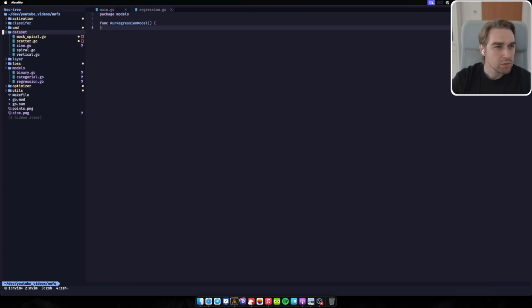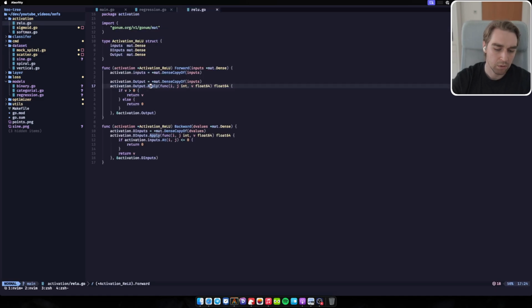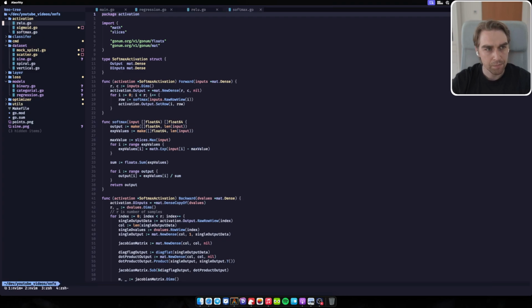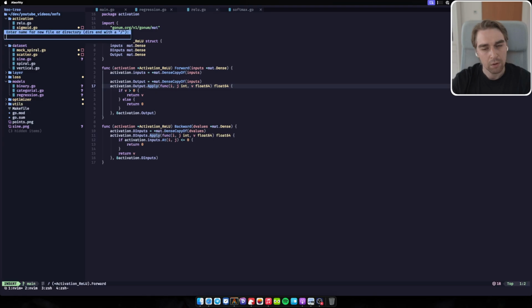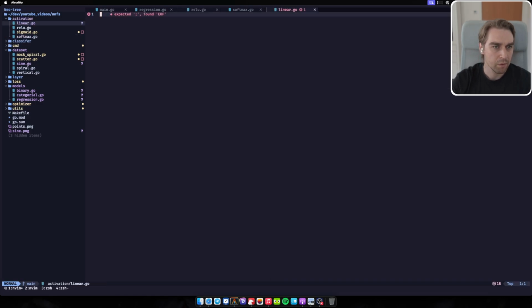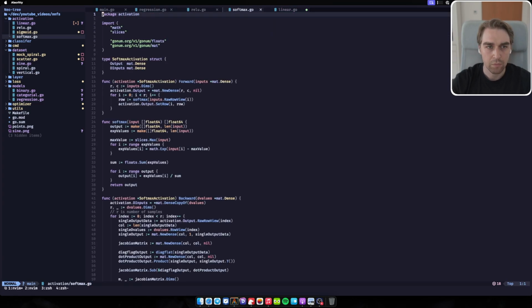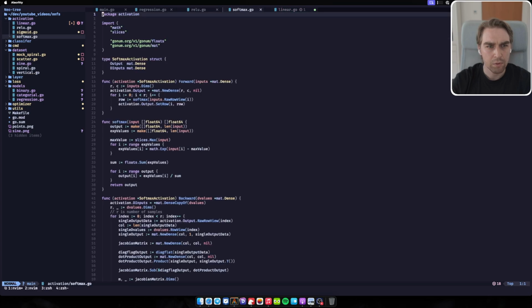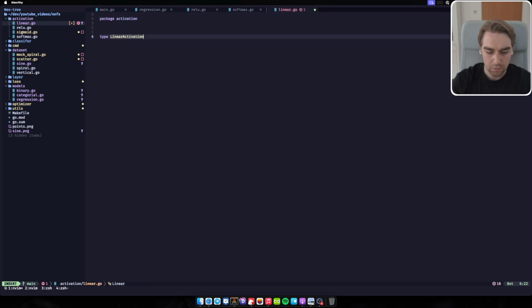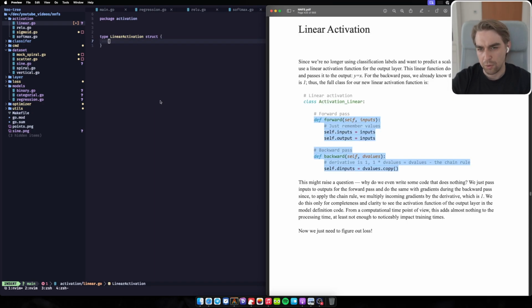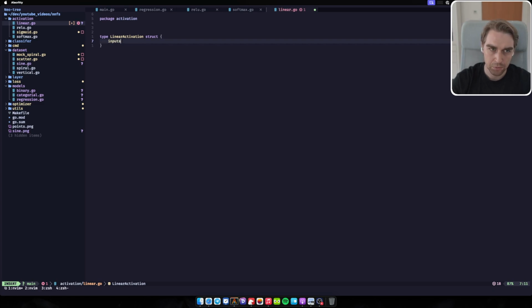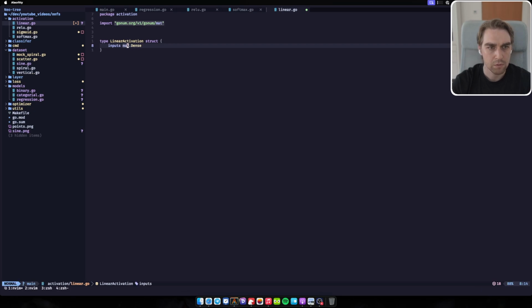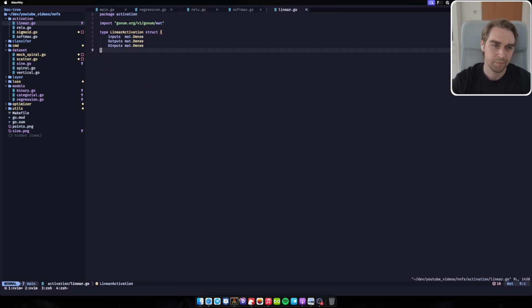That should be in the activations, right? We have the relu activation. We have sigmoid. We have the softmax. Yes, the relu was the first one. Right now we have linear, right? Activation, what it should be. Type linear. How I called them before? Soft linear activation struct. And we have inputs, outputs, and the inputs. Inputs, math dense, outputs, and the inputs.